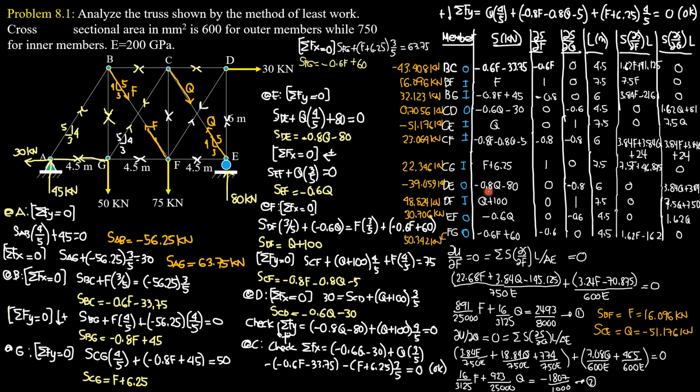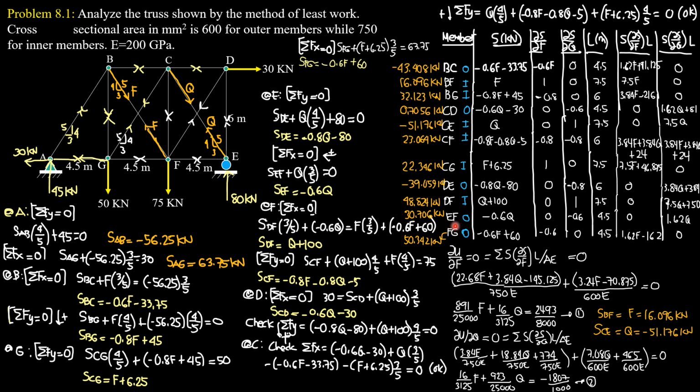Then DE, negative 0.8Q minus 80. Partial derivative with respect to F of S is 0, with respect to Q, negative 0.8. Length is 6, so S, partial of S with respect to F times length is 0. S, partial of S with respect to Q times length is 3.84Q plus 384. DF, SDF is Q plus 100. Partial derivative of S with respect to F is 0, with respect to Q is 1, length 7.5. So S, partial of S with respect to F times length is 0, while S, partial of S with respect to Q times length is 7.5Q plus 750.